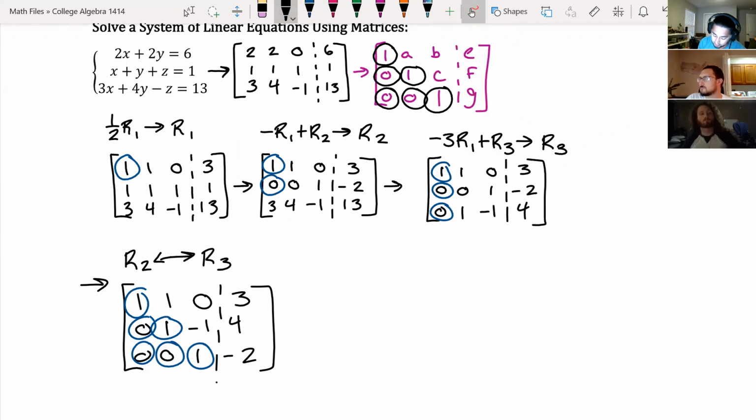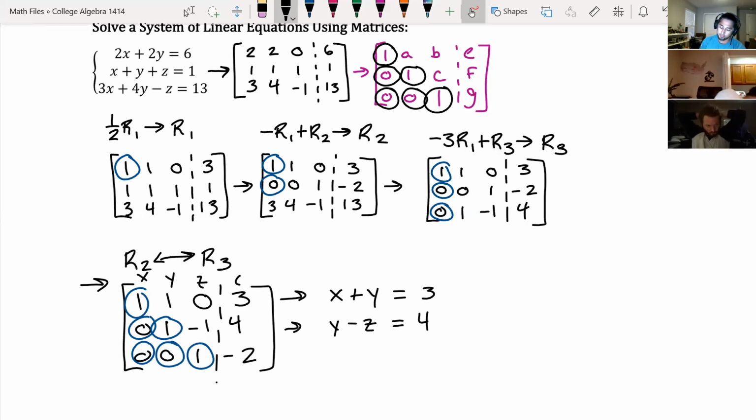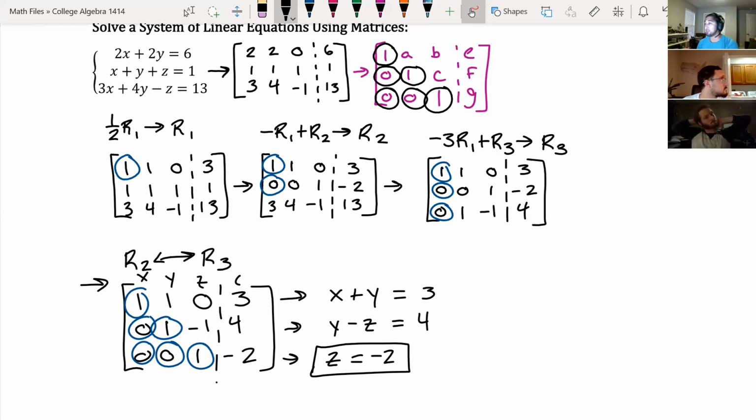So let's go ahead and convert row 1. And remember that your columns are X, Y, Z, and constants. So when I convert this back to a system, I get X plus Y equal to 3. And then row 2 becomes Y minus Z equal to 4. And then row 3 gives me an exact answer that Z is equal to -2. There's our first answer. And now all I have to do is plug it into the second equation to solve for Y. And then I take Y and Z and plug them into the first equation to solve for X.